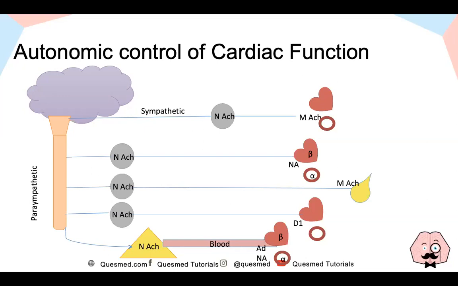I used to get really confused about this, and the way that I now remember which ones are alpha and which ones are beta adrenoreceptors is, if you think about beta blockers, they're blocking your beta receptors and slowing heart rate. Therefore, the beta receptors, when they are activated, must increase heart rate. And that's how I remember it now.